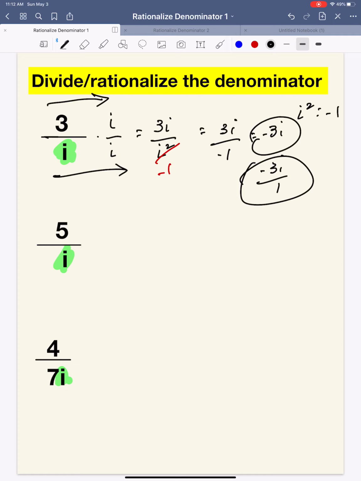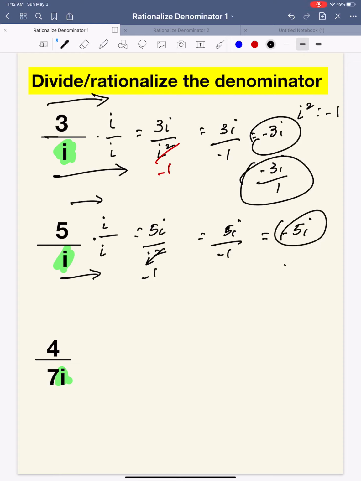Okay, next one, same thing. We're going to multiply by i over i, straight across the top, 5i. Straight across the bottom, i squared. That becomes -1. So you have 5i over -1, which is really -5i. And again, you could put -5i over 1 if you want.